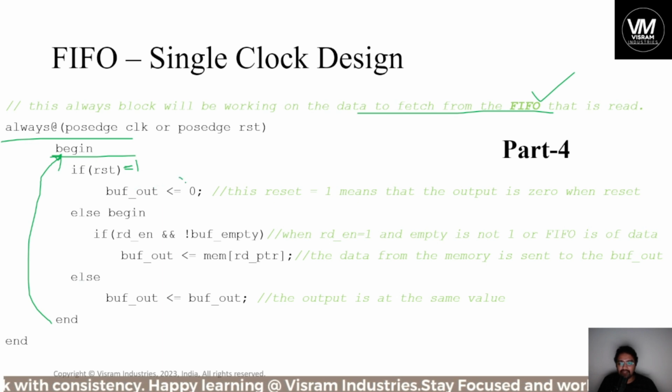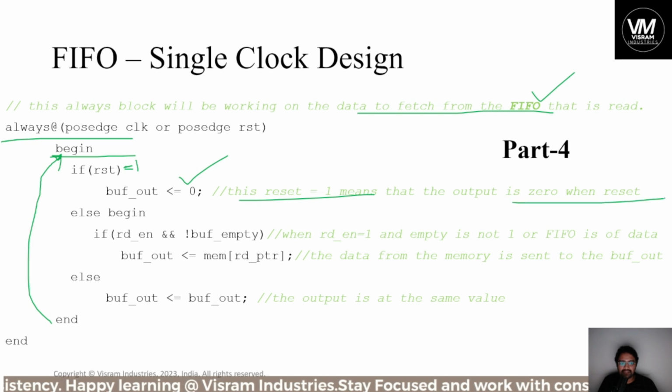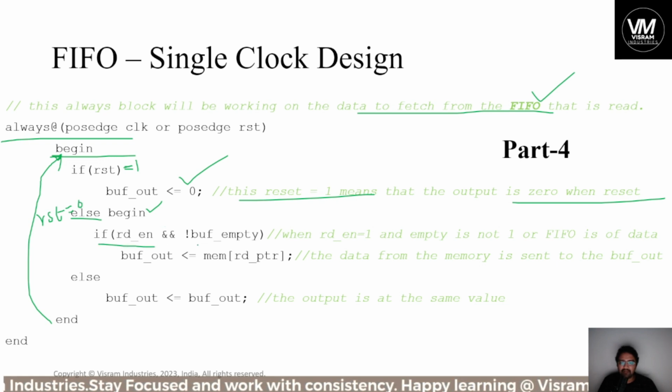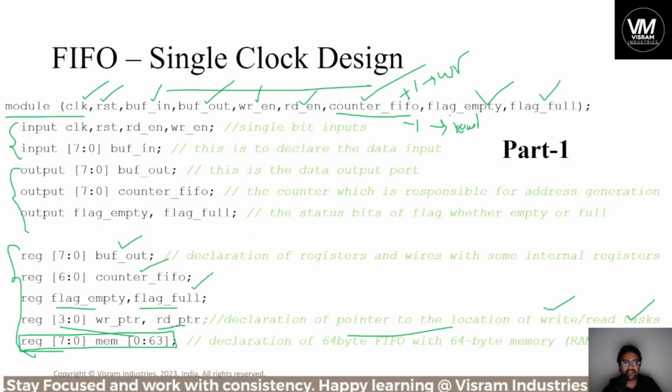So now buff out is equal to 0. This reset is equal to 1 means the output is 0 when reset. Output is 0 when reset. Else, now begin. Now else means not reset, reset is equal to 0. Begin. If read enable and not buff empty, meaning the flag empty.